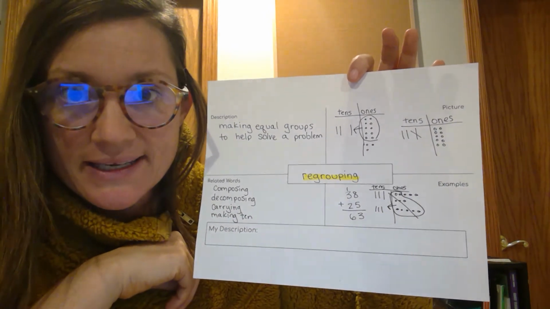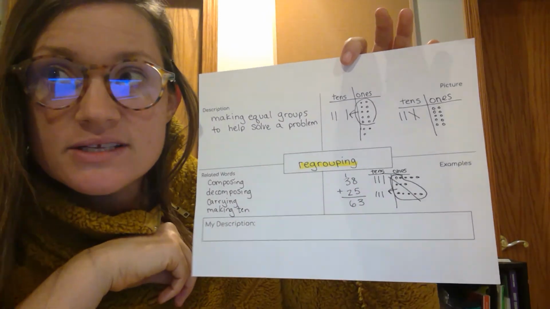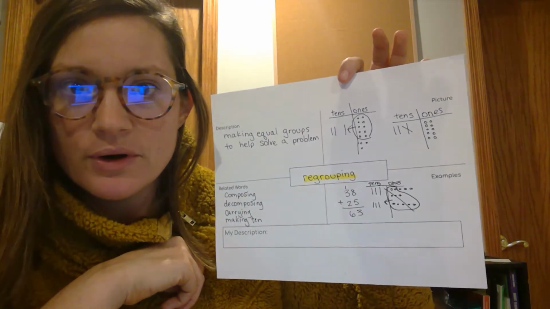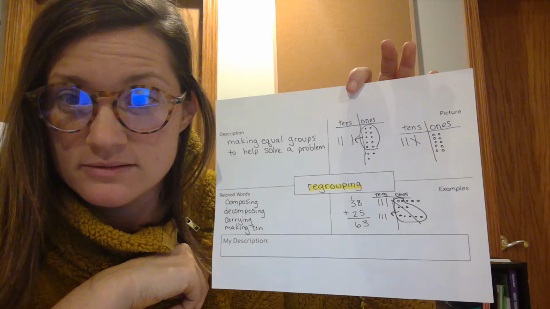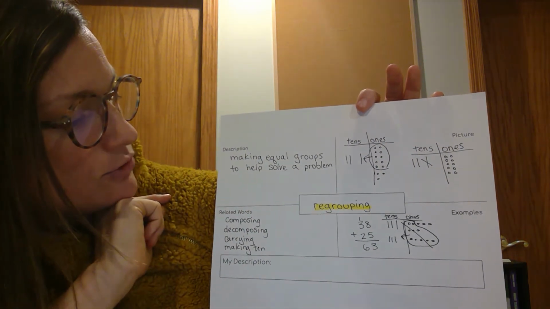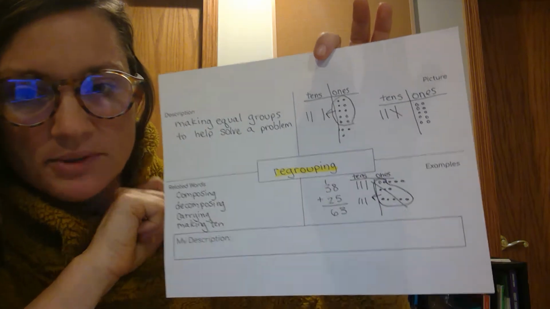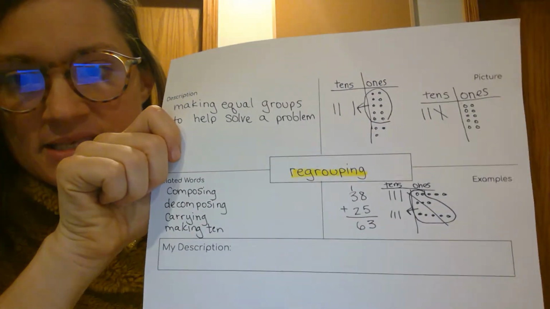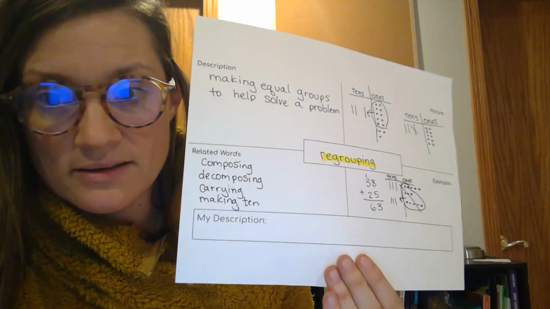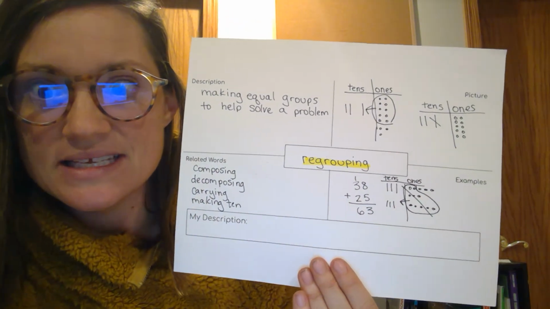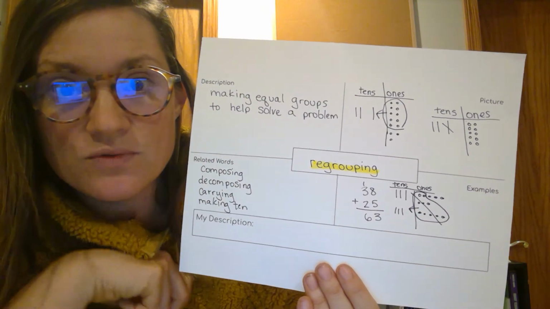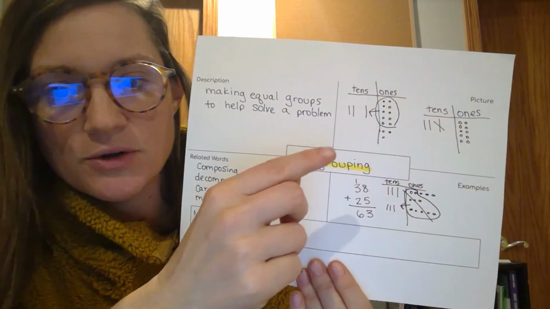We're going to group them again. It's still going to equal the same amount. We're just making that number in a different way, right? So the description says making equal groups to help solve a problem. So sometimes it's easier if you group the numbers in a different way. Sometimes that actually makes it easier to solve the problem. So we worked on this last week, and we'll keep working on this week too.